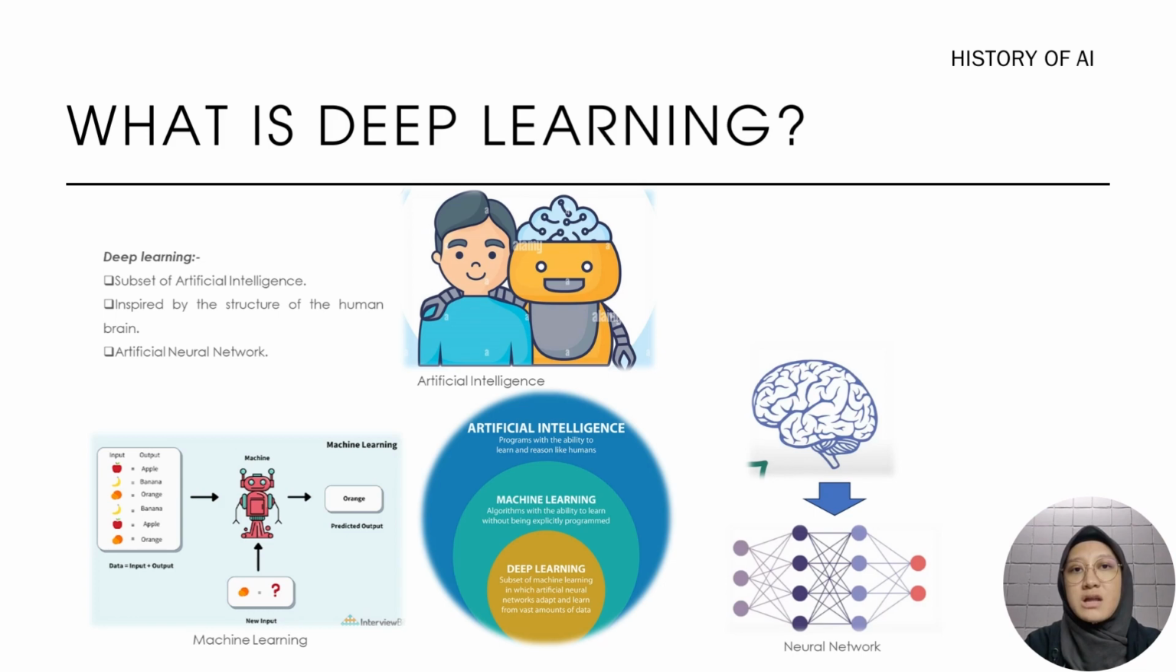The next one is machine learning. Machine learning is a technique to achieve AI through algorithms trained with a data set. And finally, deep learning. Deep learning is a type of machine learning inspired by the structure of the human brain, and this structure is known as an artificial neural network.